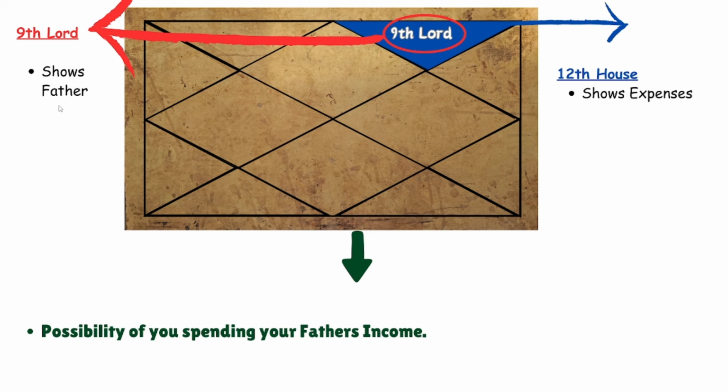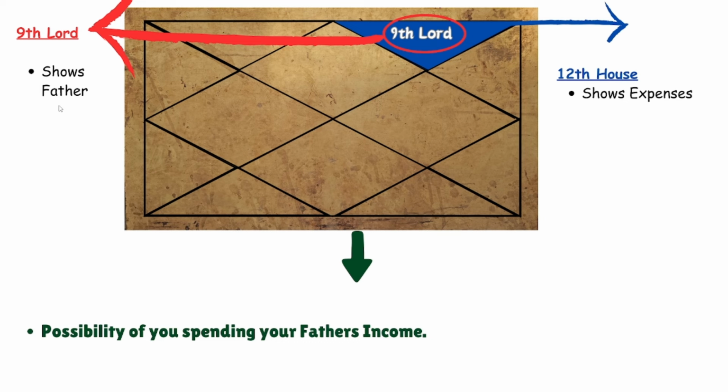Now, the ninth lord shows father, and the 12th house shows expenses. So, if you are unable to control your expenses and you become too extravagant, then there is a possibility of you facing money related issues in your life. And maybe you will have to rely on your family, especially your father. So there is a possibility of you spending his income, if you are unable to, let's say, control your expenses from your income.